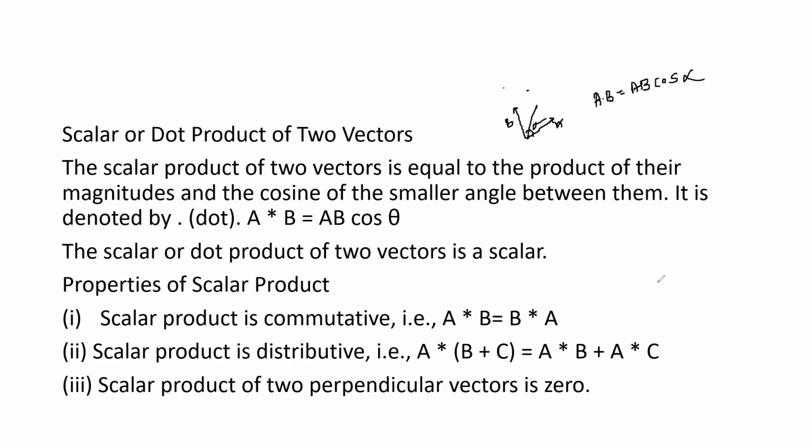Here the scalar product of two vectors is 0 when they are perpendicular. When it is perpendicular, what happens to alpha? The alpha value becomes 90 degrees. So what is cos 90? Cos 90 is 0. Therefore, the scalar product between two vectors when they are perpendicular is 0. Okay.